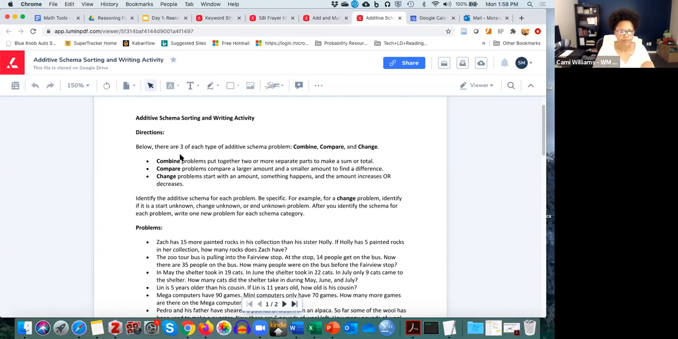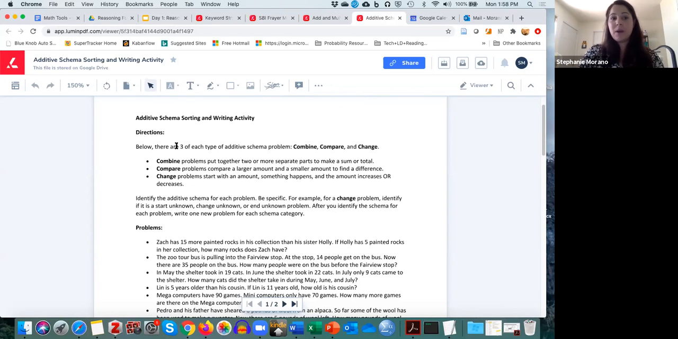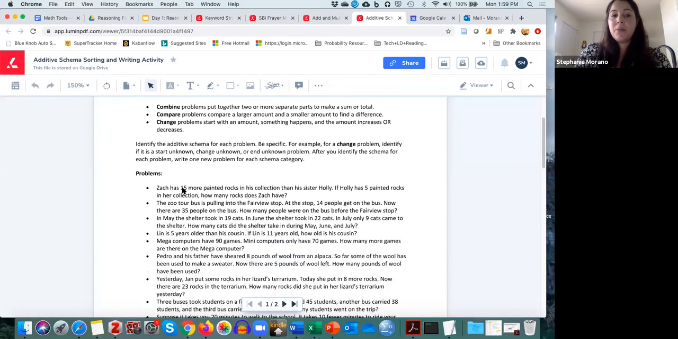Okay, so you've got a hard copy of this as well. There's a little typo here. There are more than 3 of each type of schema. So 3 is a misnomer. You've got 4 or 5 of some of the different types of schemas. So ignore that 3. But you've got several of each type of schema problem: combine, compare, and change. The definitions are here again for you. And what you're going to do is identify the schema for each problem. So be really specific. Don't just say it's a change problem. Say it's a change increase problem. Or not just a compare problem, it's a compare bigger amount missing problem.